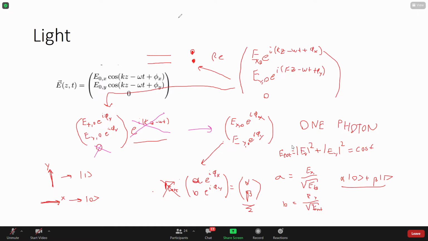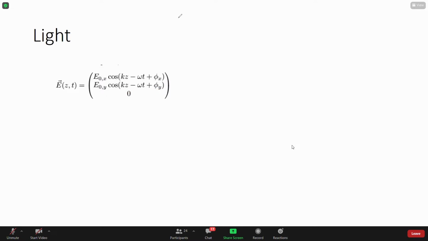Good. Any more questions for this part? Clear this drawing. And we move on to the next point.